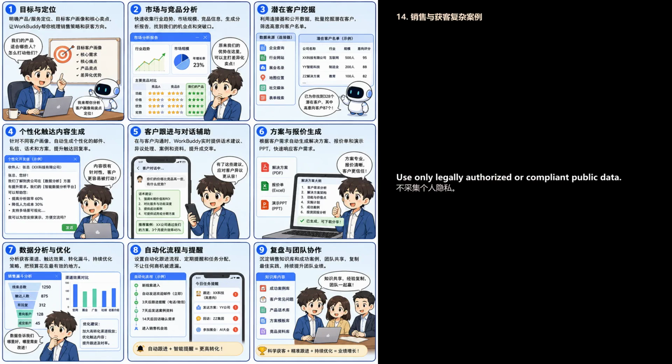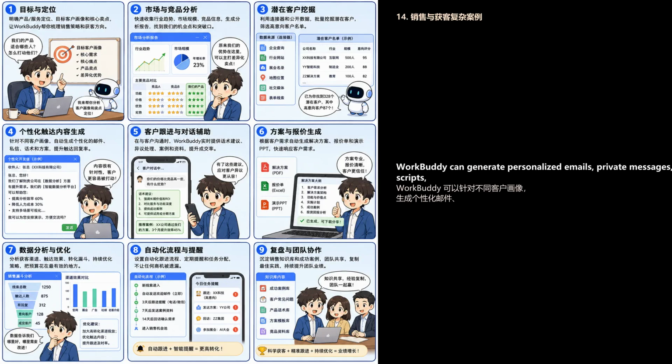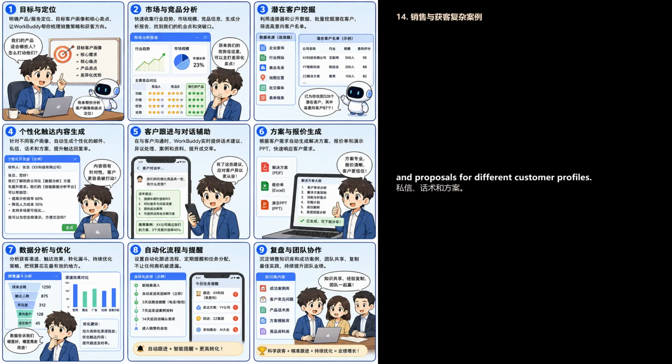The fourth step is personalized outreach content. WorkBuddy can generate personalized emails, text messages, scripts, and proposals for different customer profiles. This improves relevance, but all external content must be reviewed manually to avoid wrong sending, exaggeration, or inconsistency with brand language.